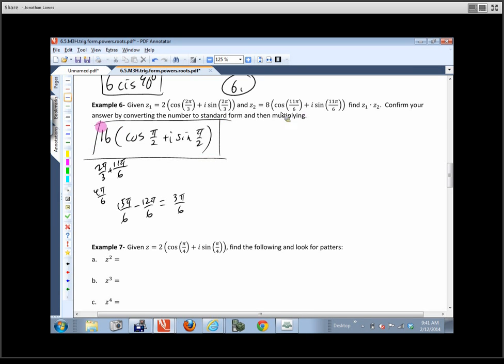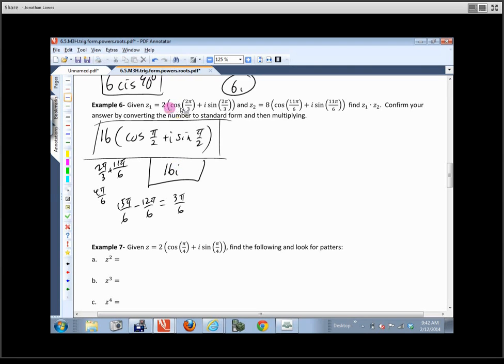Then it says, confirm your answer by converting the number to standard form and then multiplying. Okay, so we're going to do two things. I want to write down what number this is in standard form. I want to know what number I'm looking for in standard form. Cosine of pi halves? 0. Sine of pi halves? 1. So the answer to this is 6i, isn't it? Does that make sense? Any questions there?